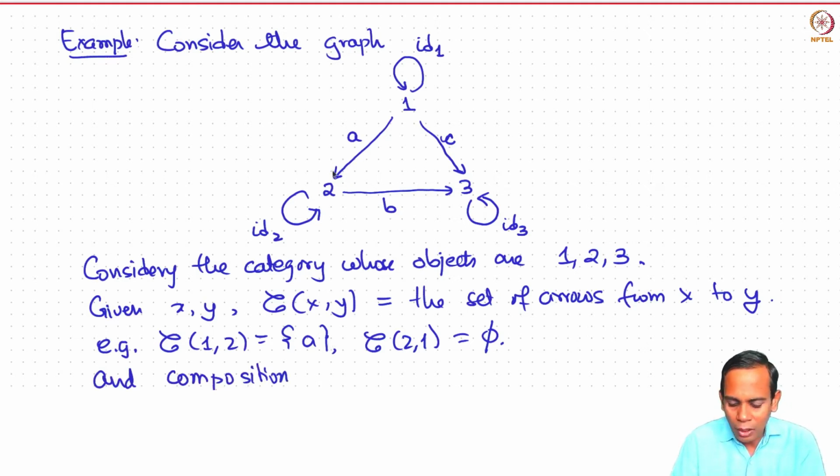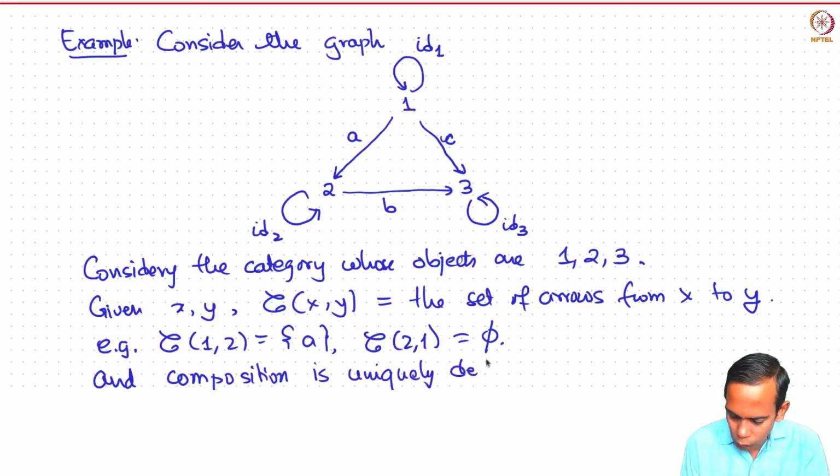Because between any two objects there's only one arrow. So if you want to compose B circle A, then it must be C, because there's only one arrow from 1 to 3. There's only one possibility for composition. Now you need to check that composition is always defined. That is, given any two arrows in this category, you can compose them.